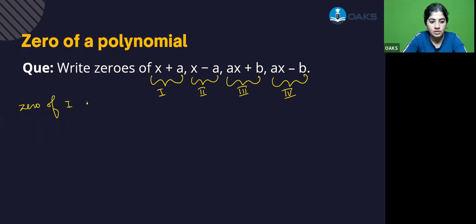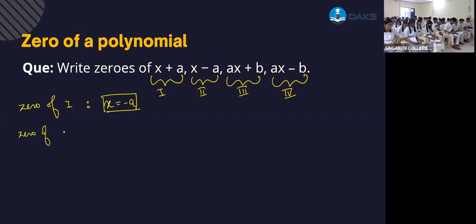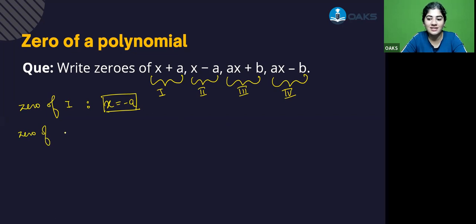Okay, so the zero of the first one is x is equal to minus a. School 2, you can answer for the second part. X is equal to a, teacher. Okay, thank you so much. X is equal to a.